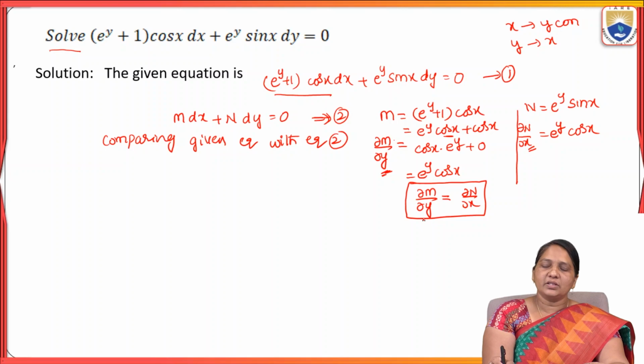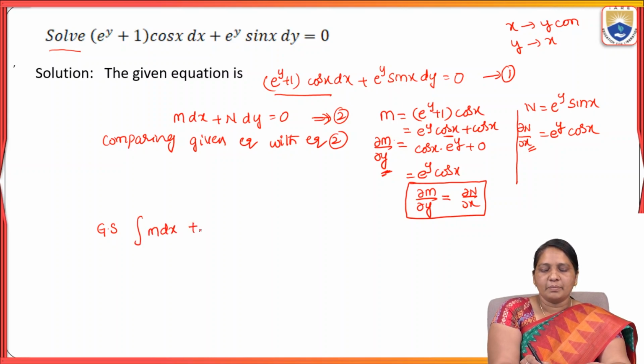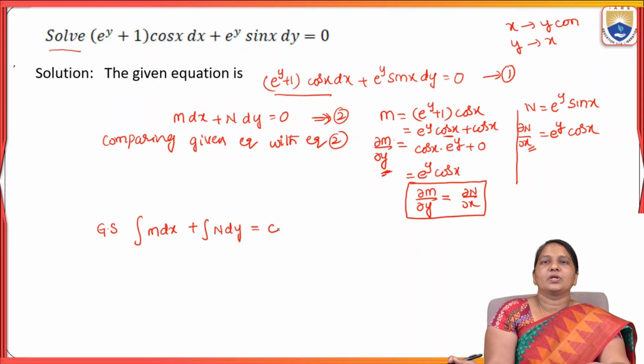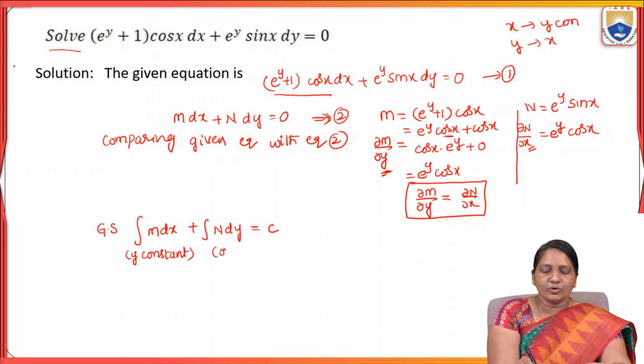After finding this value, what are we going to do? We are going to find the general solution. What is the general solution? Integral M dx plus integral N dy equals c. For the M, we take y as constant. When you are calculating for the N, we are going to take only the y terms.